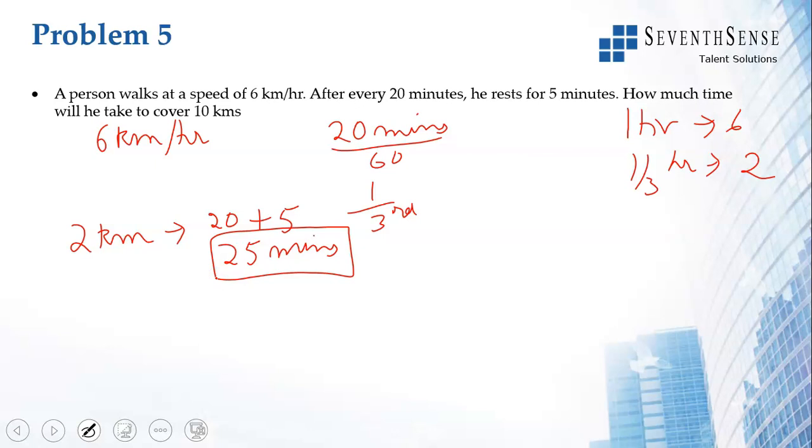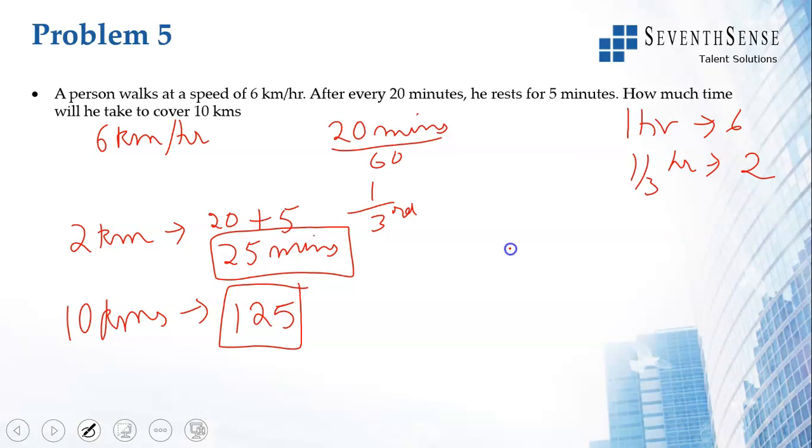So can I multiply and say for 10 kilometers, is it 25 into 5, 125? If I was a paper setter, I would have kept this as option A and people would have rushed to tick option A. Majority of you would have ticked option A. But after every 20 minutes, he rests for 5 minutes.